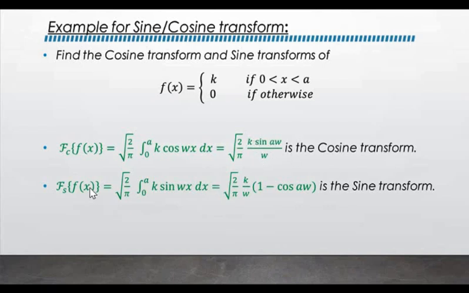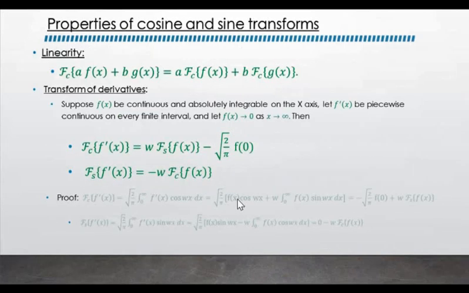Similarly, you can find the sine transform. The only difference is that instead of this sine here, we'll have a cosine, but cos 0 is 1, right? So one limit will be 1, and the other one will be cos a omega itself. So this is the sine transform. What I'm saying is, if you know how to calculate a omega and b omega, the calculation of the cosine transform and sine transform is very simple.